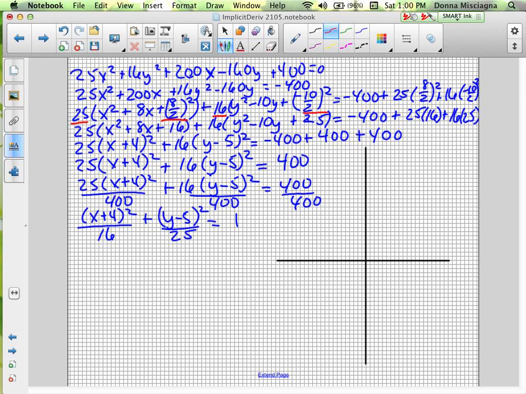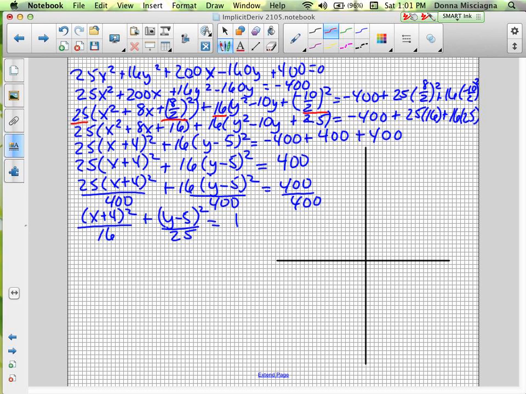Now I just simplified. 8 divided by 2 squared is 16. Negative 10 divided by 2 squared is 25. And factored, x squared plus 8x plus 16 is just x plus 4 squared. y squared minus 10y plus 25 is y minus 5 squared. And that, when we add it together, equals 400.